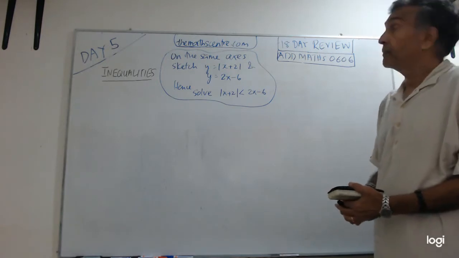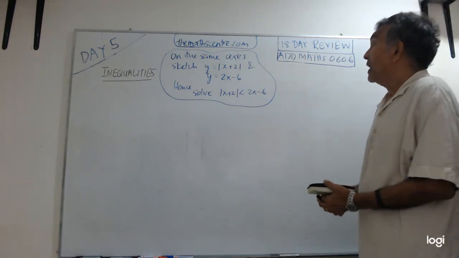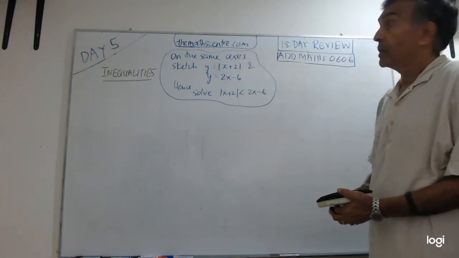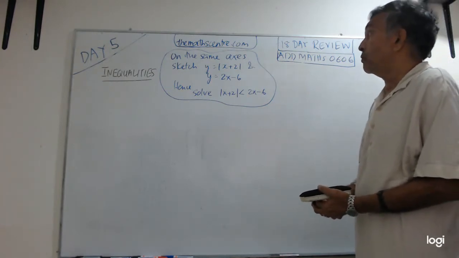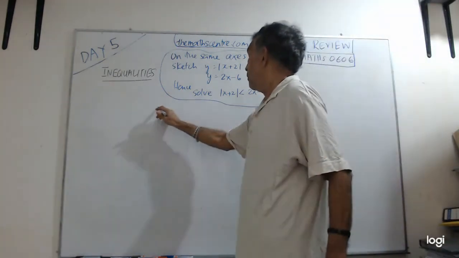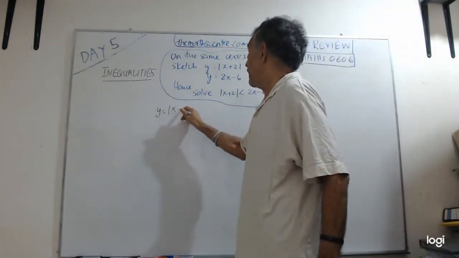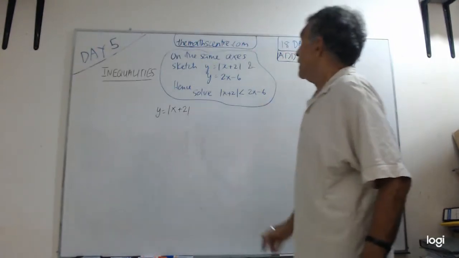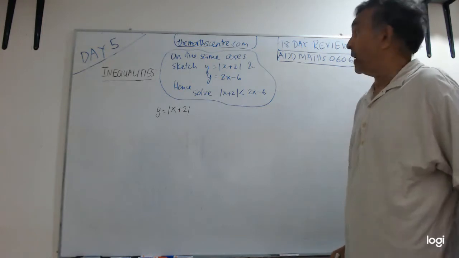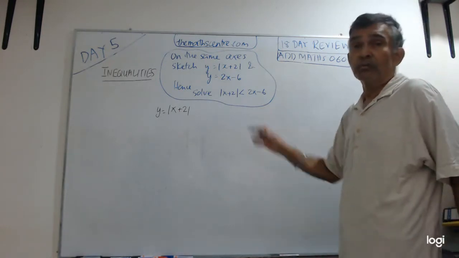Let's get started. This is not a very difficult problem. On the same axis, we are asked to sketch y equals |x + 2|, and the other graph that we need to sketch is y equals 2x minus 6. And then we have to solve this inequality.